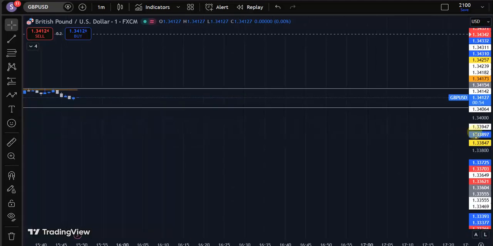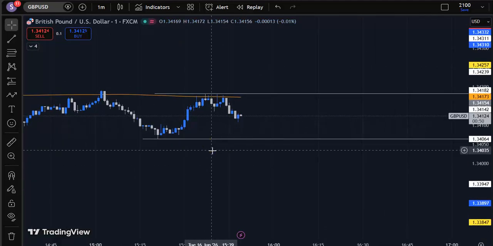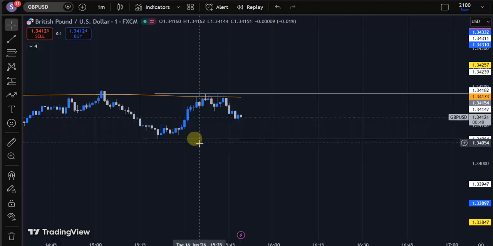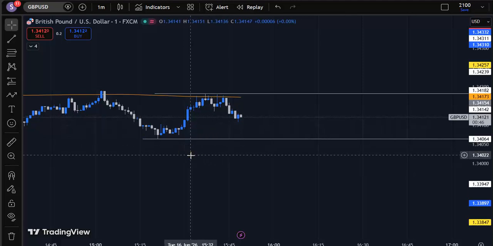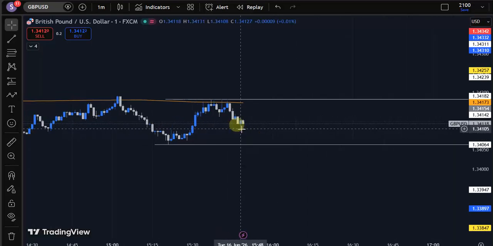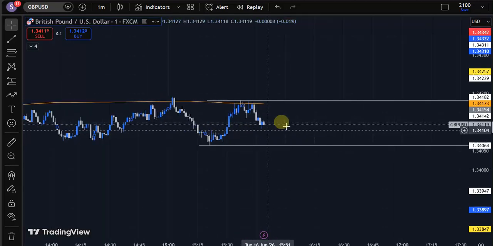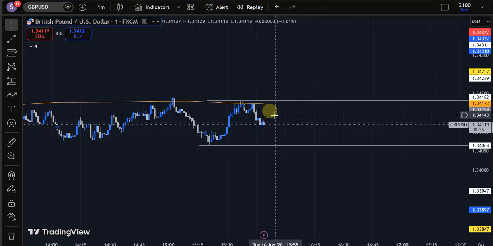On the smaller time frame, these two lines you see are the range of the first 50-minute candle of the New York opening. This is the high of the candle, this is the low of the candle, and I'm waiting for a breakout to either side of the range. A breakout and retest.